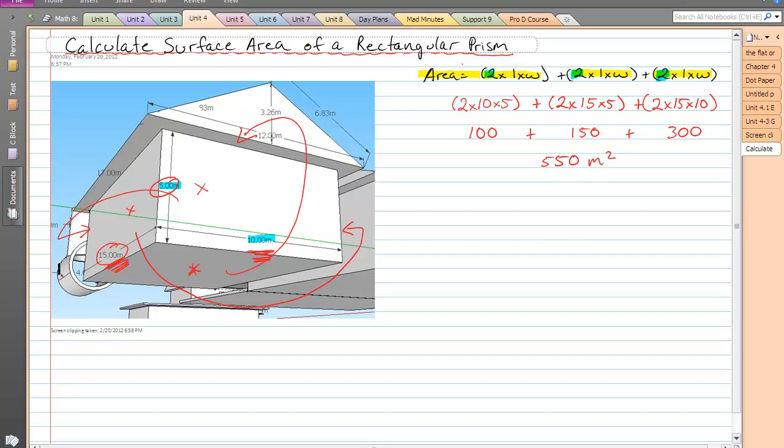Important thing to always remember is a good idea is to write down the formula every single time. Area equals 2 times length times width plus 2 times length times width plus 2 times length times width. And then just put all the appropriate numbers in there, do the calculations, and add them all up, and your answer is always given in meters squared. Alright? And that's how you calculate the area of a rectangular prism.